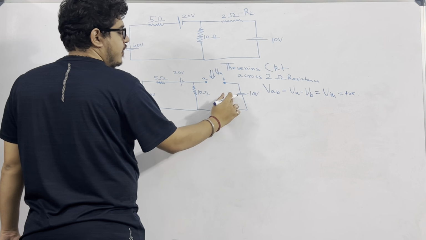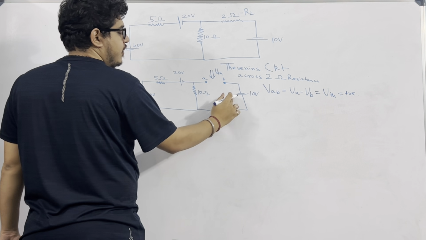Start from this point and come back to that point. First I encounter plus 40 volts. Now go like this, plus 10I, minus 20, plus 5I equals 0. Solving this equation, we have 15I plus 20 equals 0. That is, I equals minus 20 by 15.